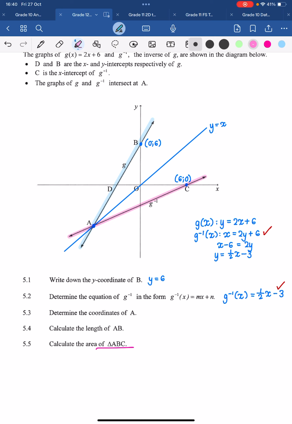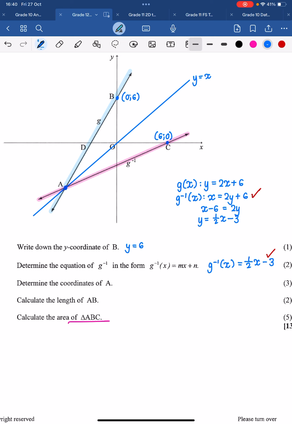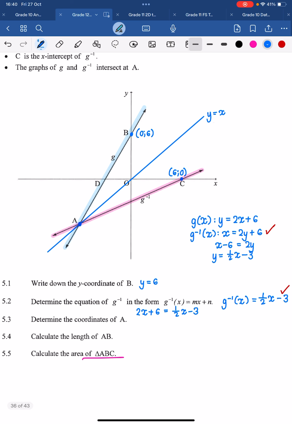So yes, absolutely, you can equate the two lines, which is easy enough to do. These are easy equations to work with. So you can say 2x plus 6 equals a half x minus 3, and you can then solve for x. But something that is even easier, guys, that's why I told you to remember that they intersect on y equals x.